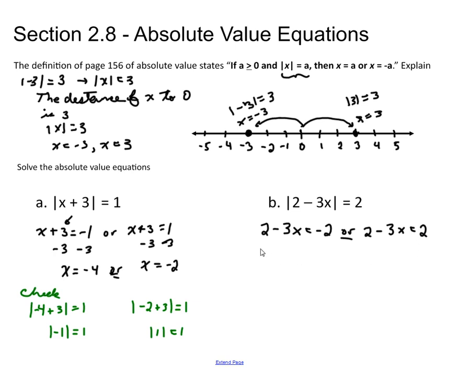So let's do a little bit of a solution right here. We subtract 2 from both sides of our equation. We get negative 3x is equal to negative 4. And dividing both sides by negative 3 isolates x and gives us x is equal to 4/3.